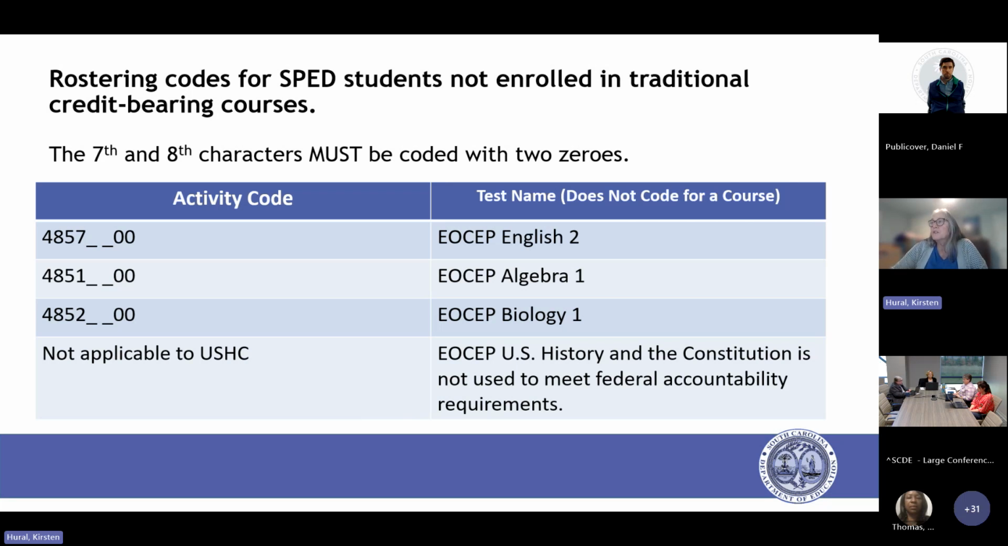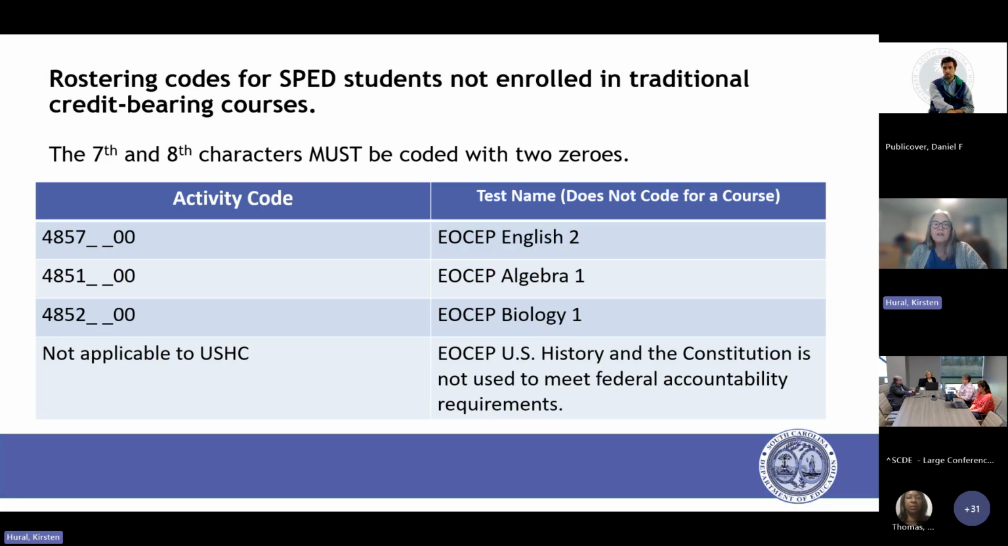Rostering SPED students who are not enrolled in traditional credit-bearing courses. So these would be students who are in programs that do not end in a South Carolina high school diploma. But for federal accountability, they're still required to take English 2, Algebra 1, and Biology 1. We have special codes that we have created that will bring those students onto rosters in the DRC system.